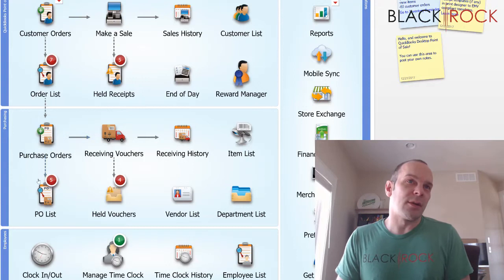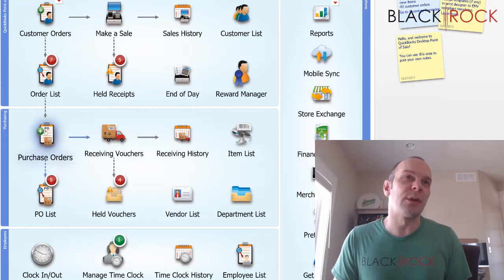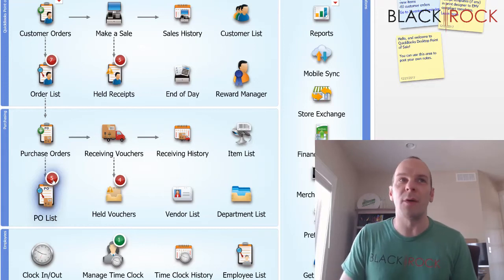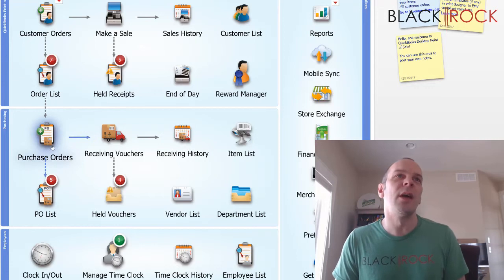Now, instead of going out of order, I'm going to jump out of order here because we have a little arrow here. So the PO list is really just where purchase orders hang out until they're closed or received. So you order from your vendor with a purchase order and it sits in the open state. Right here, this tells me we have 5 open purchase orders that should be arriving on our doorstep, hopefully.